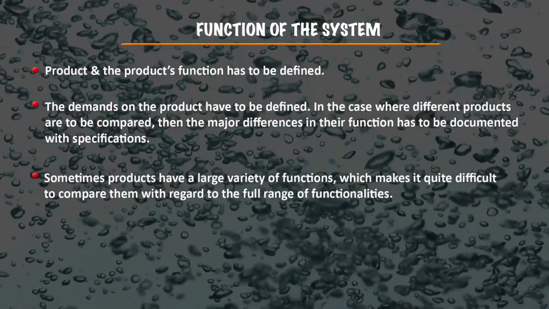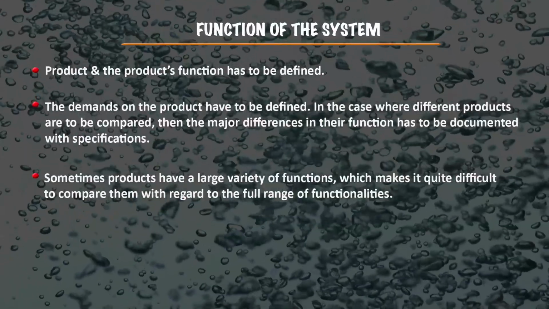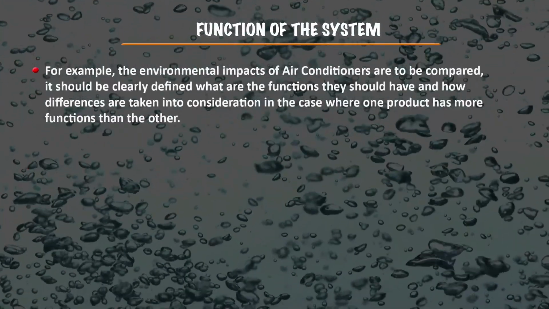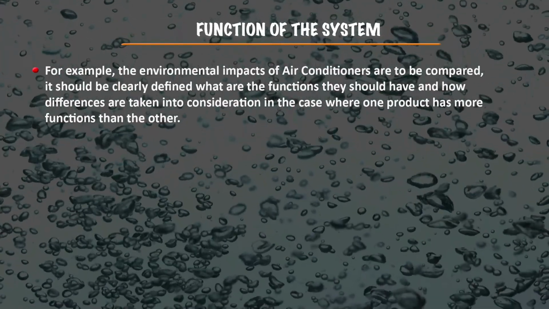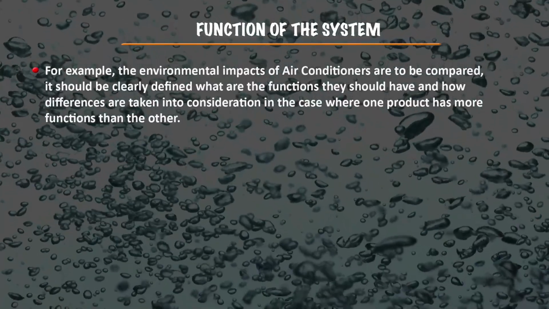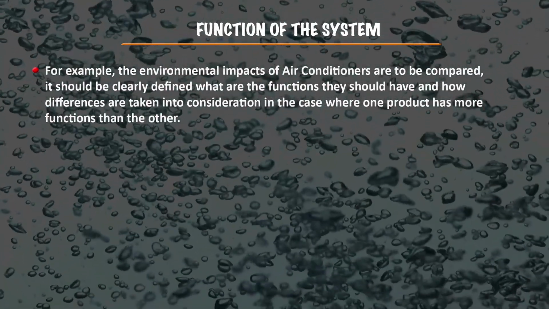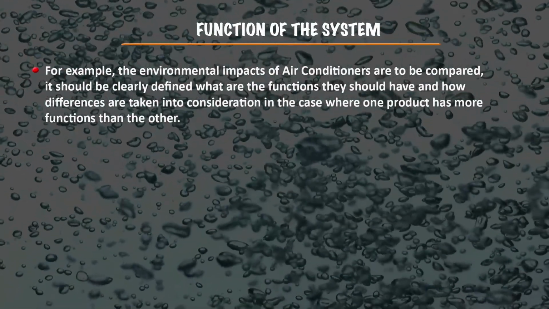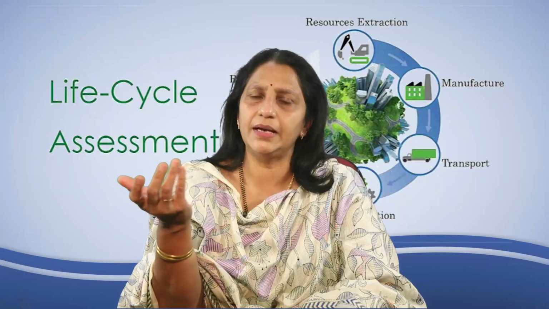Sometimes products have a large variety of functions, which makes it quite difficult to compare them with regard to the full range of functionalities. For example, everyone will be realizing and experiencing the environmental impacts of air conditioners which are to be compared. Then it should be clearly defined what functions they should have and how differences are taken into consideration in the case where one product has more functions than the other.